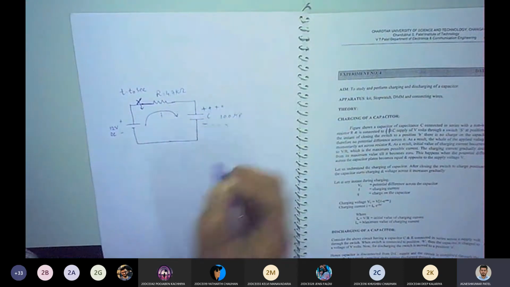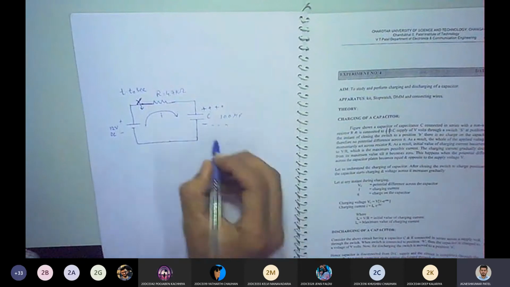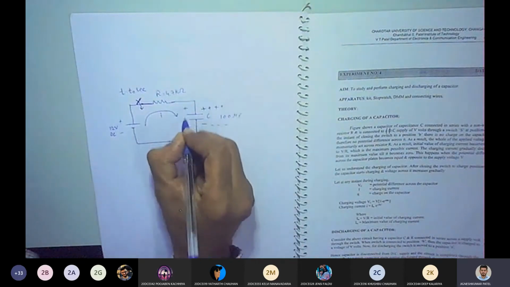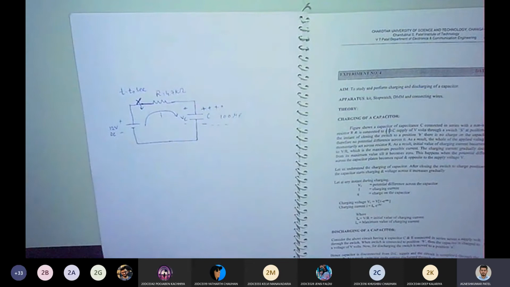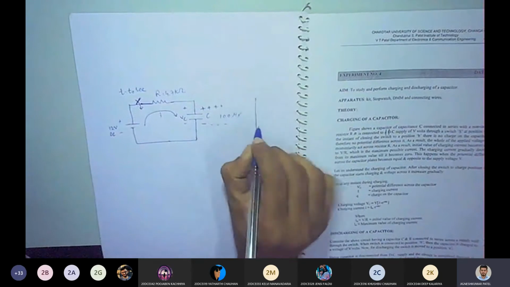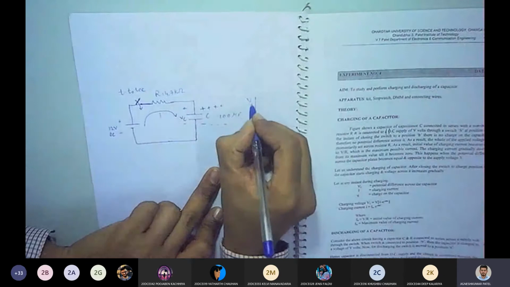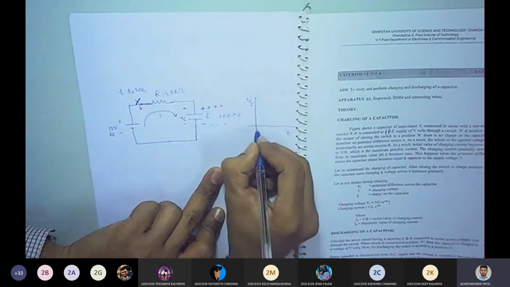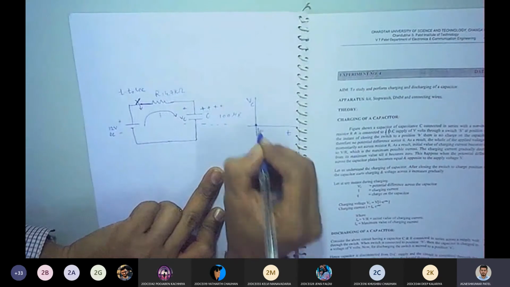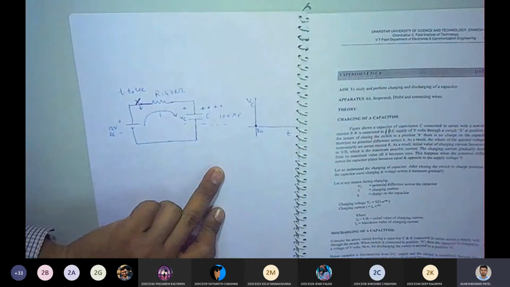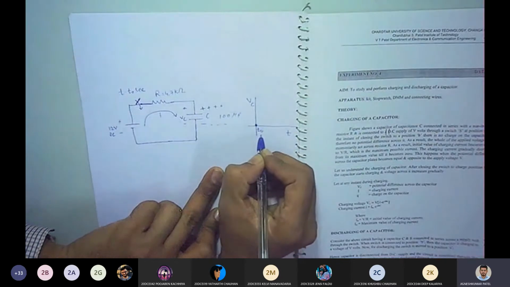If you require to plot the curve of the voltage across this capacitor, VC, then we get the curve like this, if you remember. This is my time axis, and here the voltage across the capacitor. This is the t0 time at which I close the switch and the closed circuitry is formed. Initially the capacitor is fully discharged, that's why we get the zero value at the t0 instance.